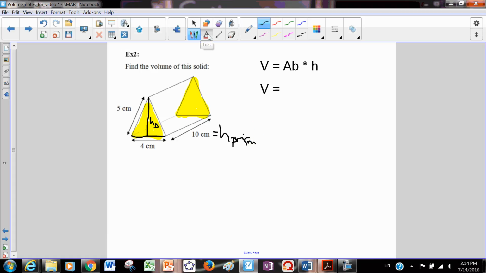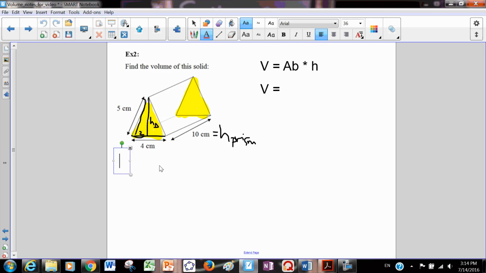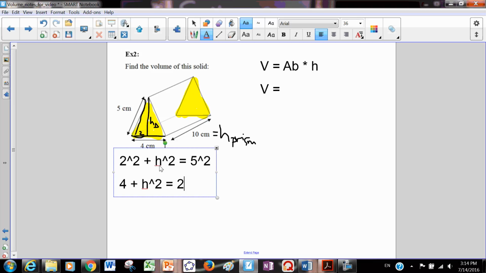Now, how do we find the height of the triangle? Well, we already know that this is 5 here. We know this is 2 because it's half of 4. We need to find the height, so we're going to need to use the Pythagorean theorem. We're going to do 2 squared plus height squared has to equal 5 squared. 2 squared is 4. We're looking for a height, and that equals 5 squared, which is 25.